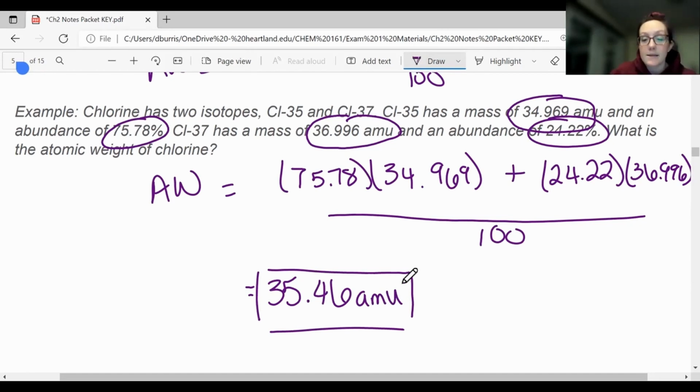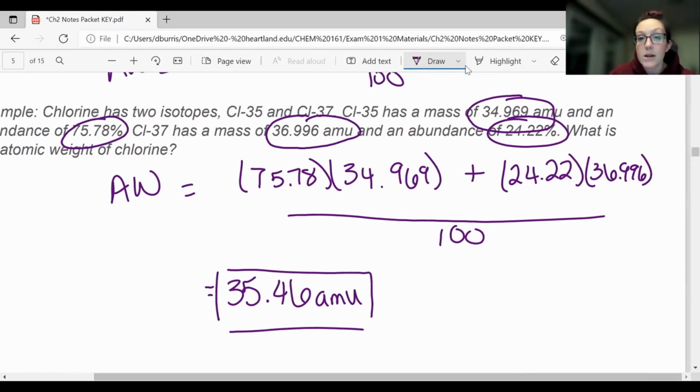But this makes sense. So you should get an average somewhere in between 34.969 and 36.996. If you don't get a number between the actual atomic masses that I give you, then you did something wrong with your calculations. So usually when you do a math problem, at the end, I want you to pause and ask yourself, does this answer make sense? If, for example, I got 32 point something, that answer doesn't make sense. That must have meant that I did my algebra wrong. Okay, so always go back and make sure your answer makes sense. Mine does because it's in between my two numbers. So this must be the answer.